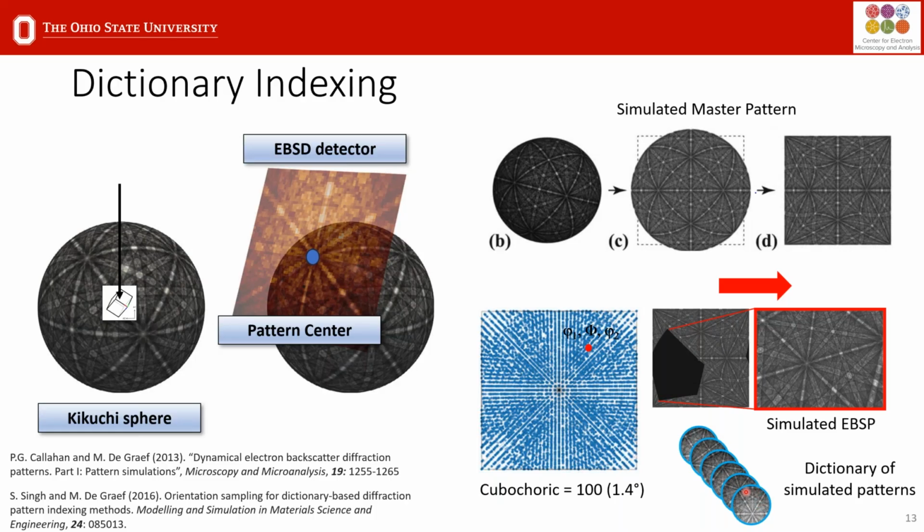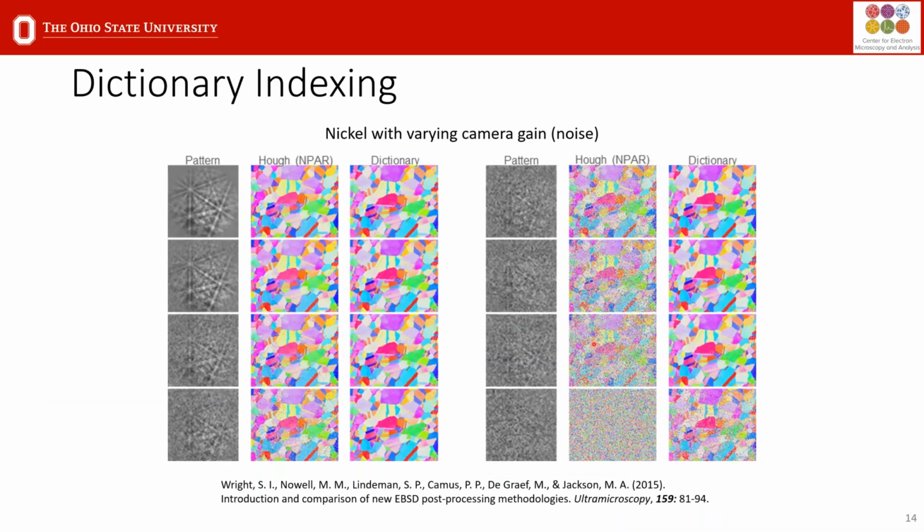And then if you find, for example, this pattern corresponds best to your experimental pattern, then you know that is the particular Euler angles for that particular point. Now, if you compare dictionary indexing to Hough indexing, it performs quite well when you have very noisy patterns. So the dictionary indexing, or when you use the whole pattern method, is really good at working with noisy patterns.